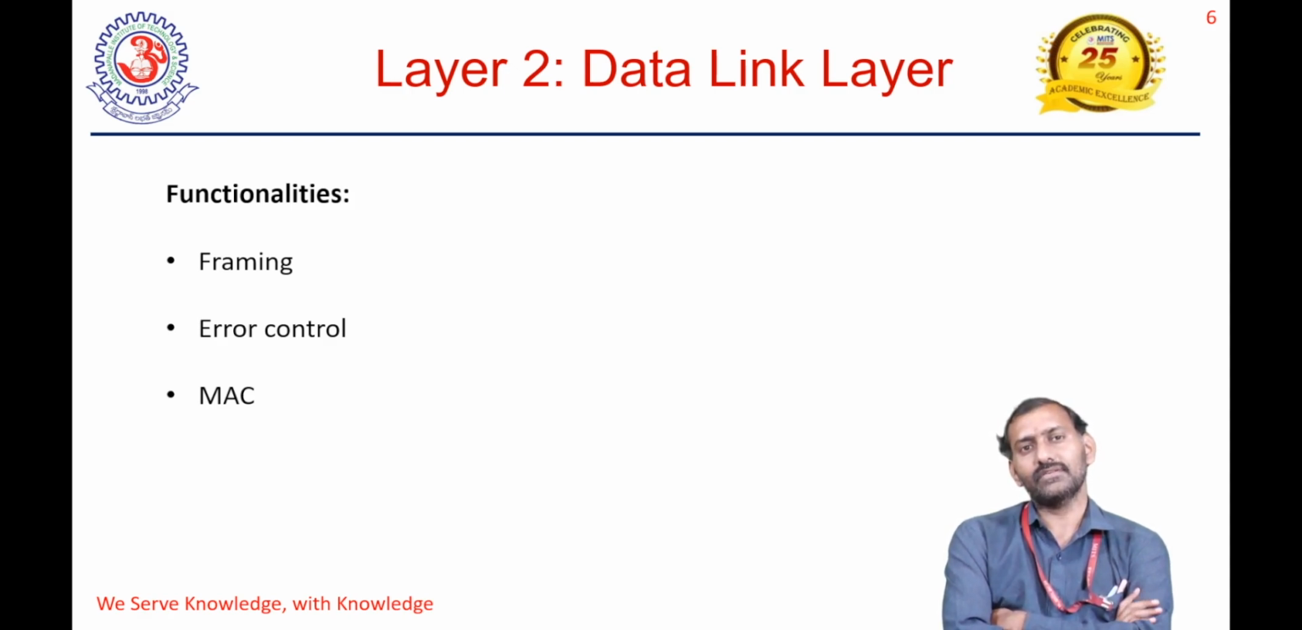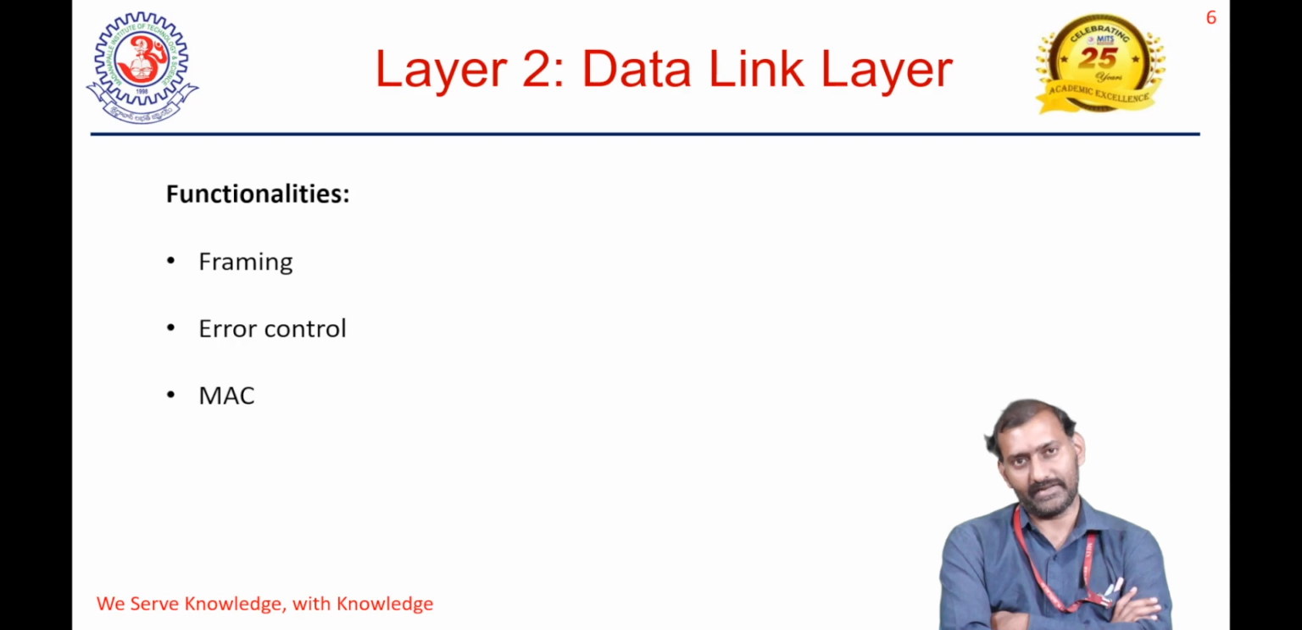The second one is error control. Error control involves two important things: one is error detection and the other is error correction. Both tasks are involved in error control. Error detection means we need to detect whether an error is present or not. I don't know where it is, and I don't know how to correct it. That is what error detection does. And error correction means it will detect and correct as well.